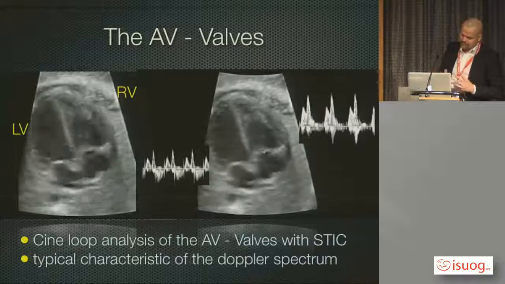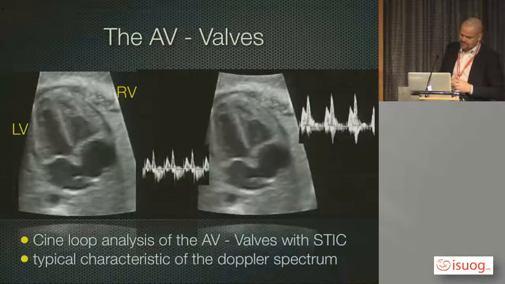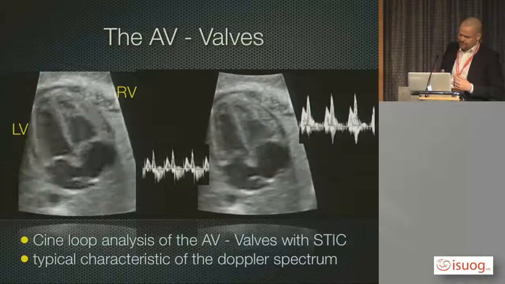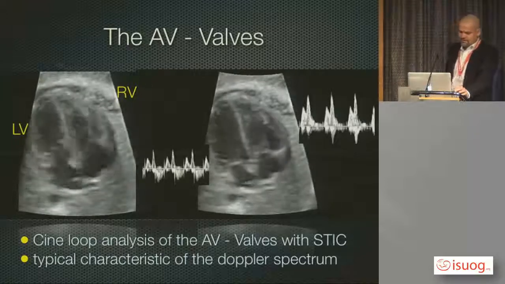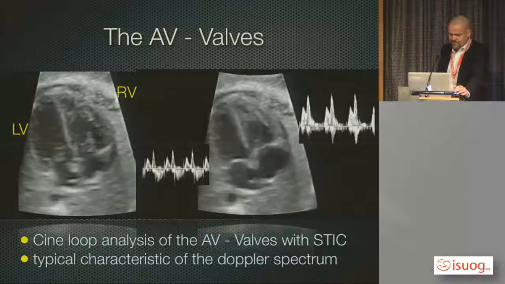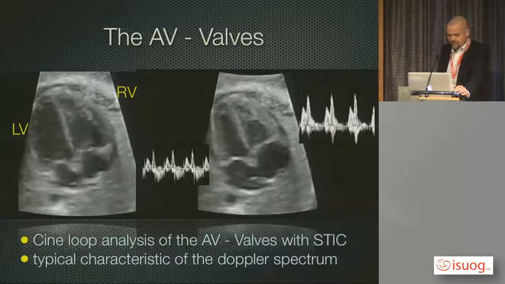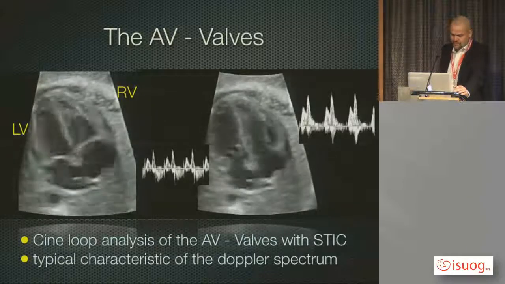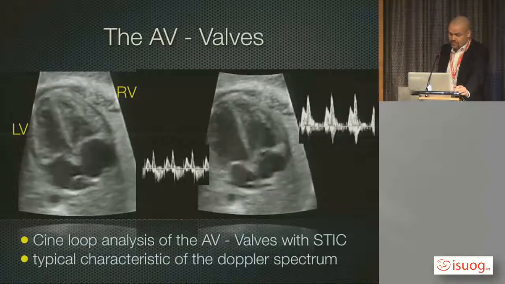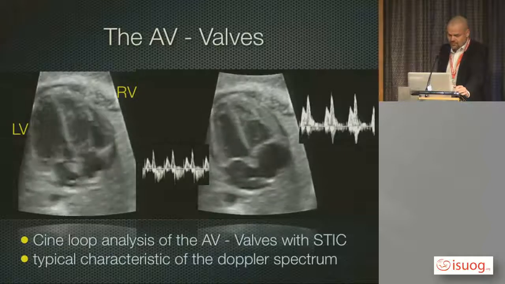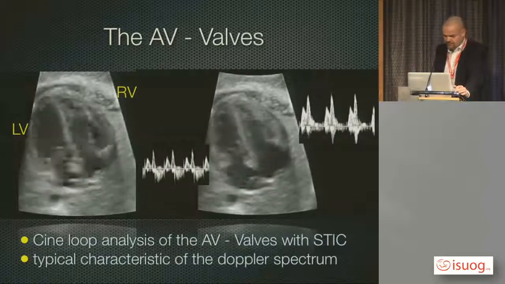You see every AV valve with its opening and closing movement, and there is a difference in the quality of the pulsed Doppler wave. On the left side, we have always the aorta in our Doppler spectrum because, as you have heard before, there's a close relationship between the mitral valve and the aortic valve on the left side. On the right side, the tricuspid valve, there is no relationship between inflow and outflow tract.